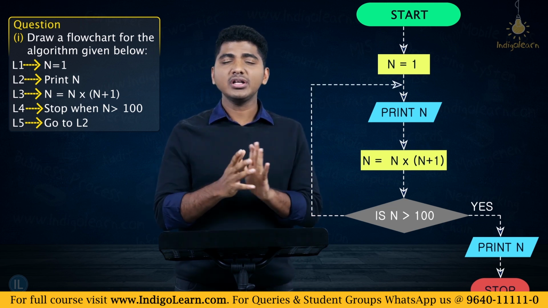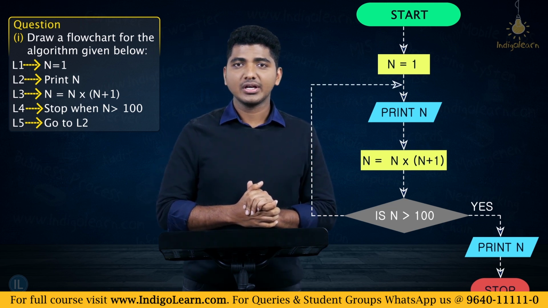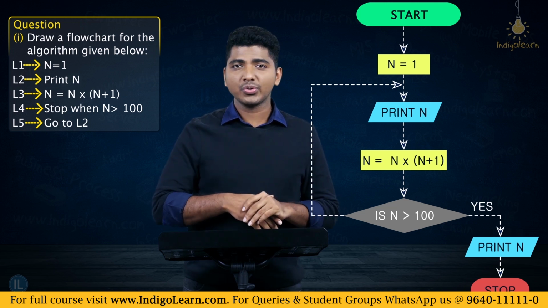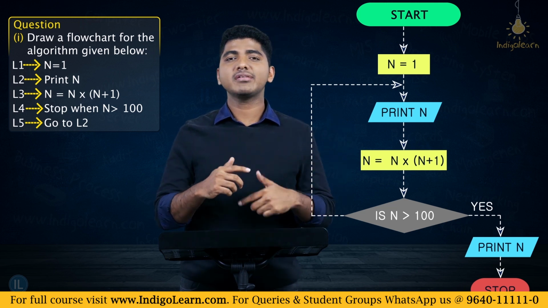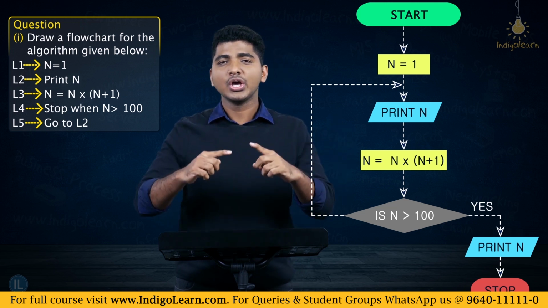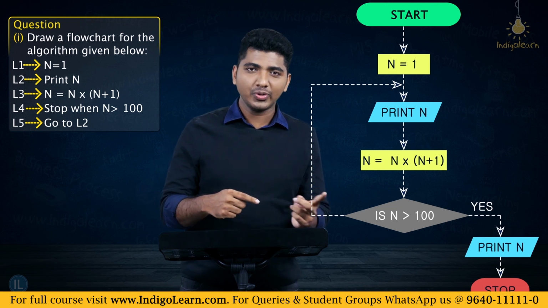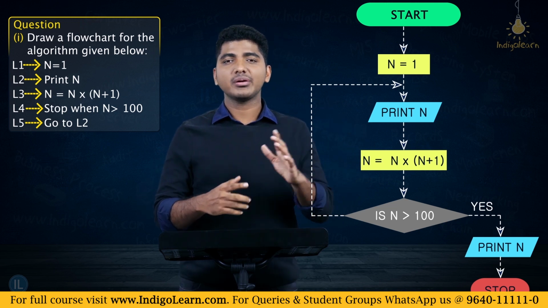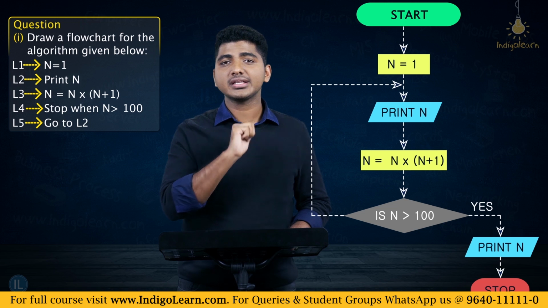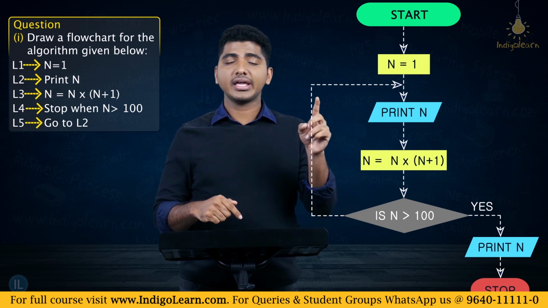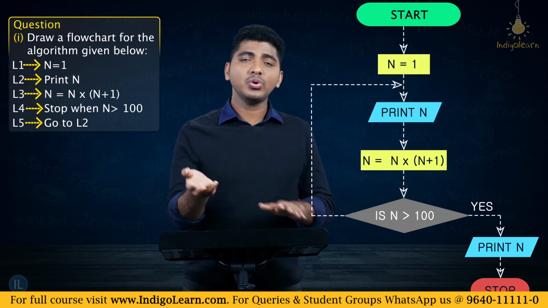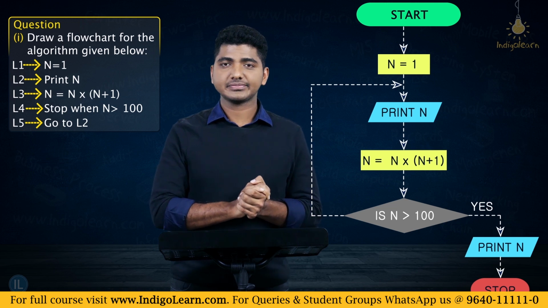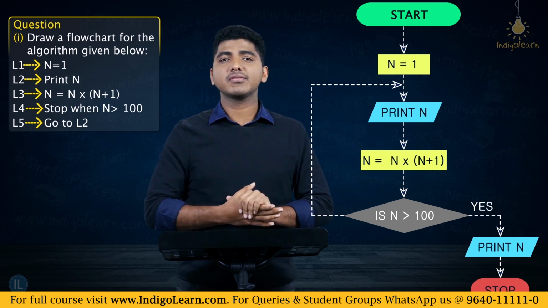So this is how your flowchart will look. If n is not greater than 100, what are you going to do? You are going to form a loop. Whenever I say loop or iteration, you are doing the same computation again. So if n is not greater than 100, you have to run the formula again, that is n is equal to n into n plus 1. So we have drawn this particular flowchart.